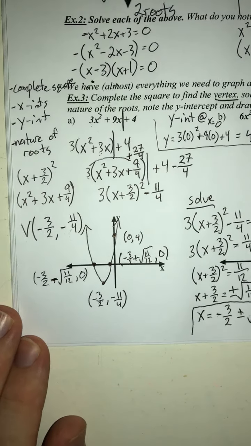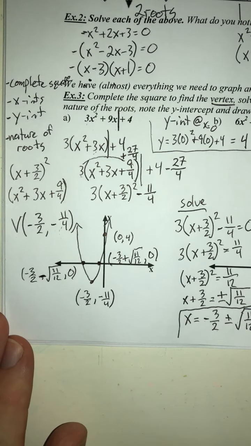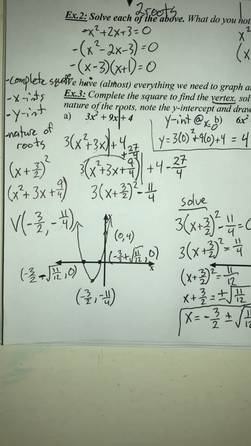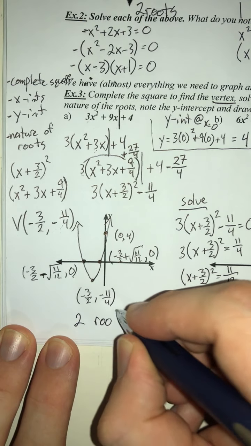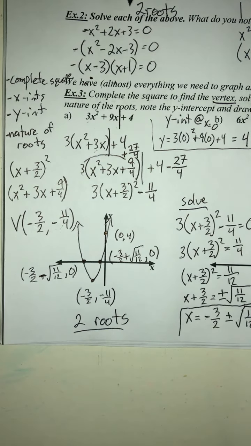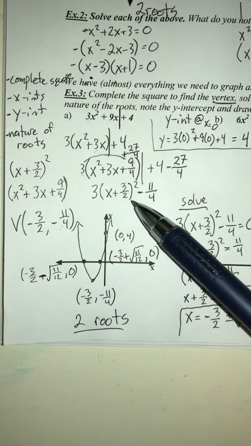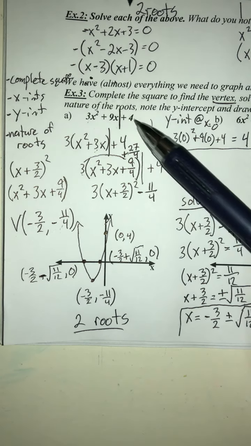So that is the long process that you are going to need to do to solve this question. Oh, I forgot to put nature of roots. So the nature of this is just saying 2 roots. That's the easy part once you've done all this. So I've completed the square. Let me walk you through the process again. Complete the square.